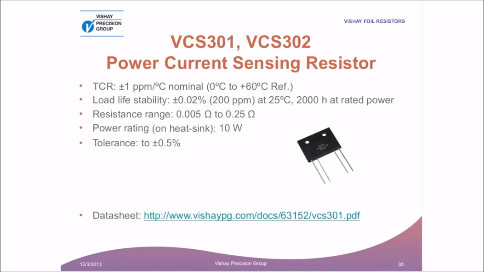And here we have our VCS 301 and 302 power current sensing resistors. These products are again 10 watts, but are available in the lower resistance range of 5 milliohms up to 250 milliohms, and have a TC of 3 ppm per degree C nominal. Yes, the 301 and 302, yet another example of a precision foil power unit with typical foil performance characteristics.